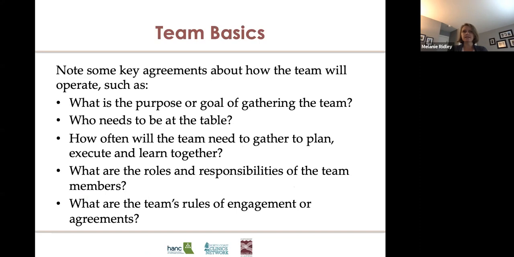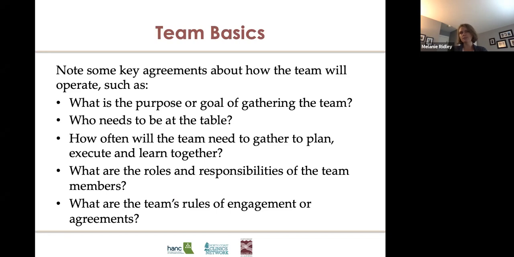Just some basics. We want to make sure that we're all on the same page and have some key agreements in place. What's the purpose or the goal for gathering this team? Do we have a shared understanding of that? Who needs to be at the table? Do we have the right people on the team? How often will the team meet to gather, to plan, execute, and learn together? What does that look like, and what's a reasonable commitment?